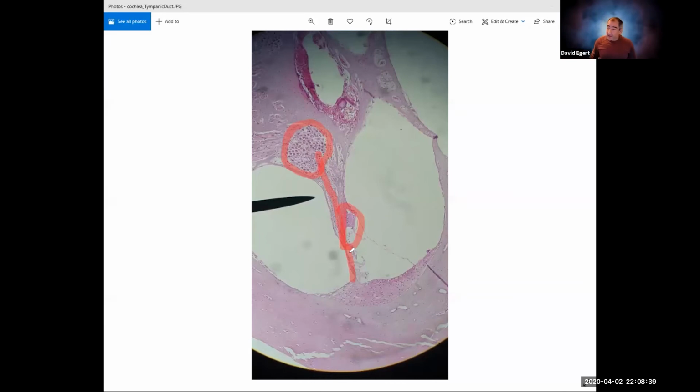So I know I've kind of blasted through this. But are there any questions about the ear here?